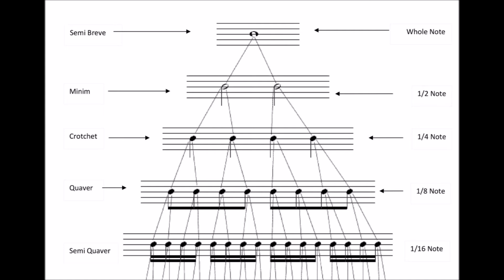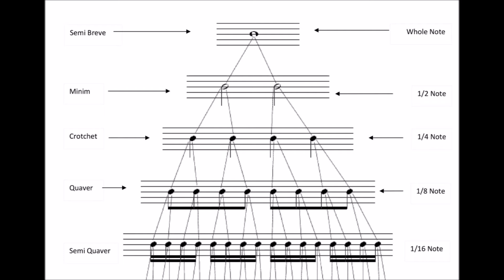Also worth noting at this stage that the fractional value, i.e. the 16th note, is the amount of notes there are in relation to the whole note. So a quarter note, which was the crotchet, there's 4 of them in a semibreve. The 8th note, which was the quaver, 8 of them in the semibreve.